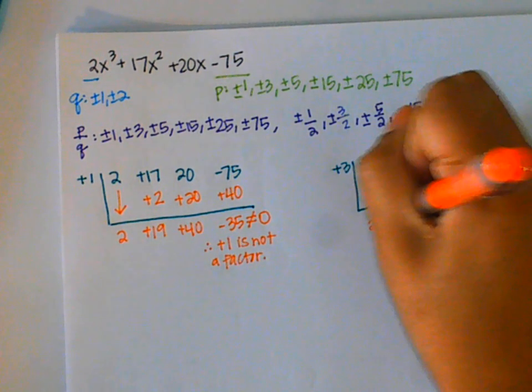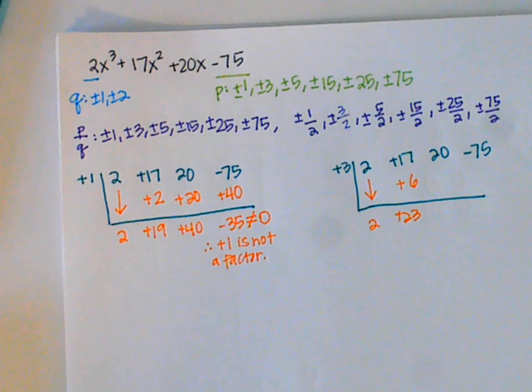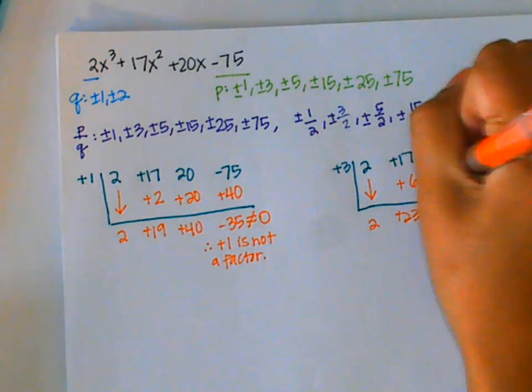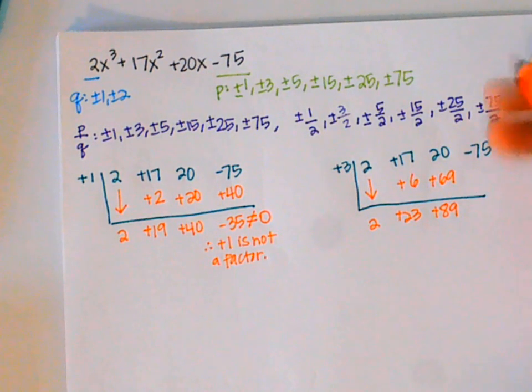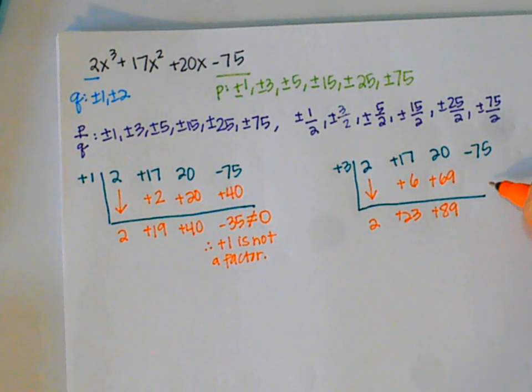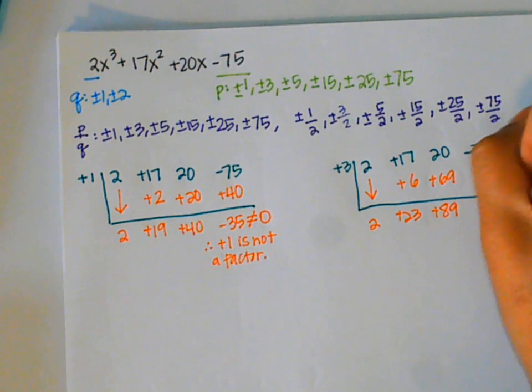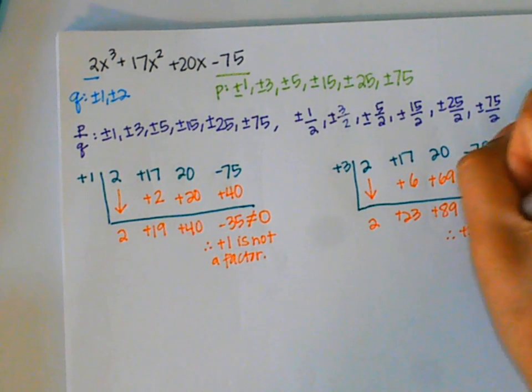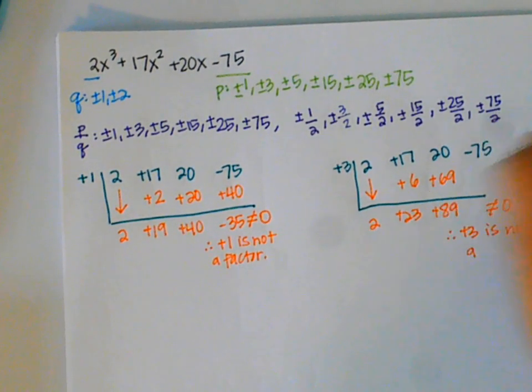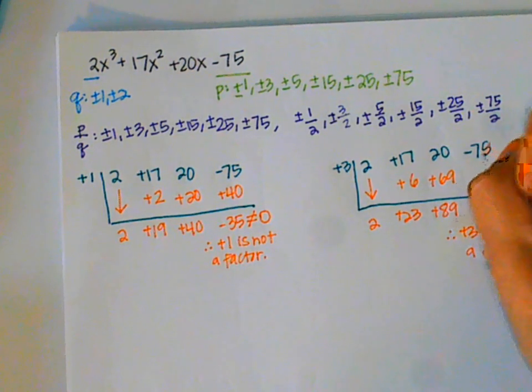Okay, so where was I? 23. 23 times 3 gives me 69 here, and that's going to be 89. Okay, well, I know that's not a factor because when I multiply those two, it's going to give me a really big number, which is not the positive 75 that I want here to cancel out. So I'm just going to say that does not equal 0. Therefore, positive 3 is not a factor.